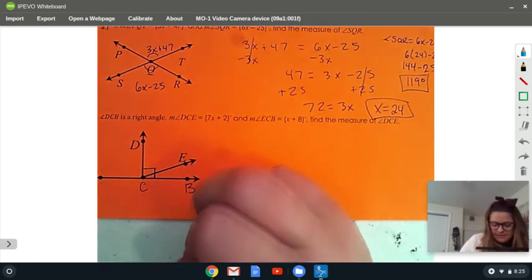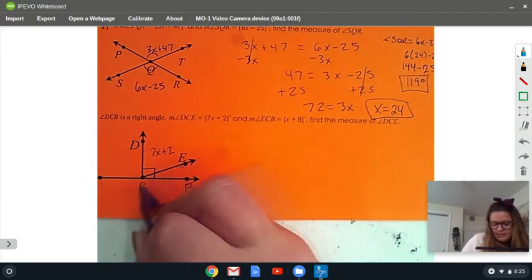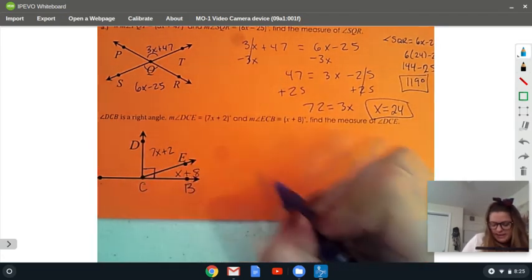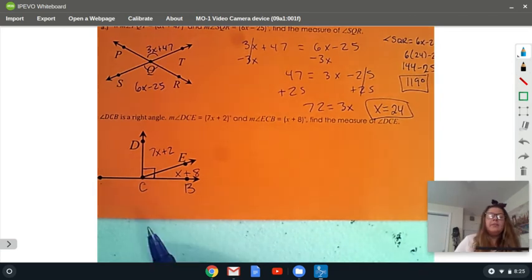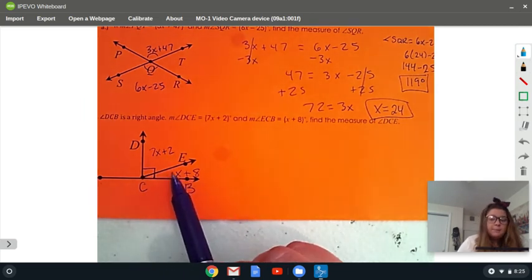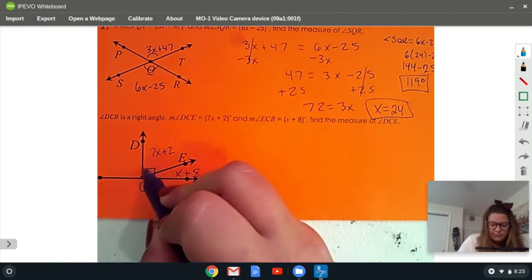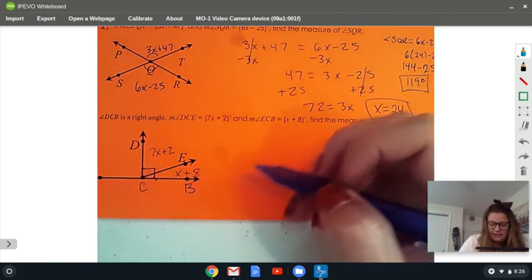Then they give us some stuff to label. DCE is 7x plus 2. ECB is x plus 8. Find the measure of DCE. First, we got to find x before we can do that. These two angles, they're complementary. They should add to 90. We know that because they told us this is a right angle, and I've labeled it.